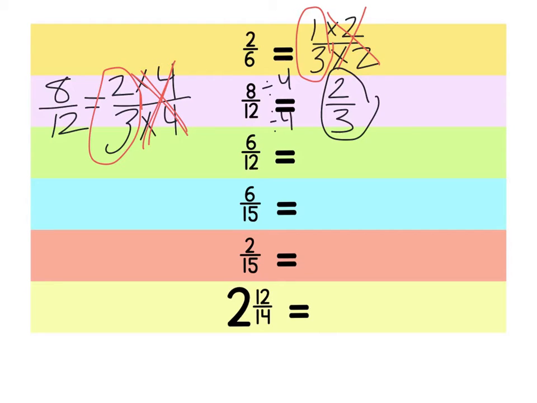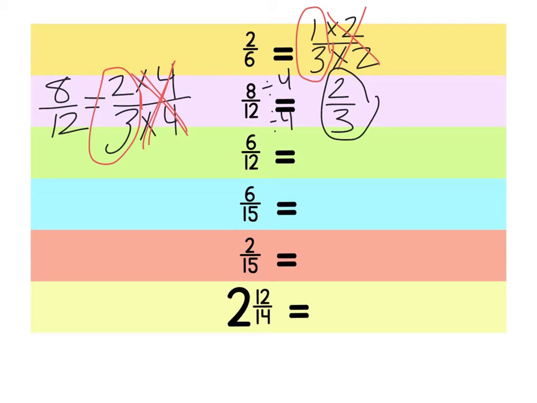I know 6 can go into 6, and 6 can go into 12. Notice that the top and the bottom have to be divided by the same number. I can't do 2 and 3. 6 divided by 6 is 1. 12 divided by 6 is 2. 6/12 is equivalent to 1/2.